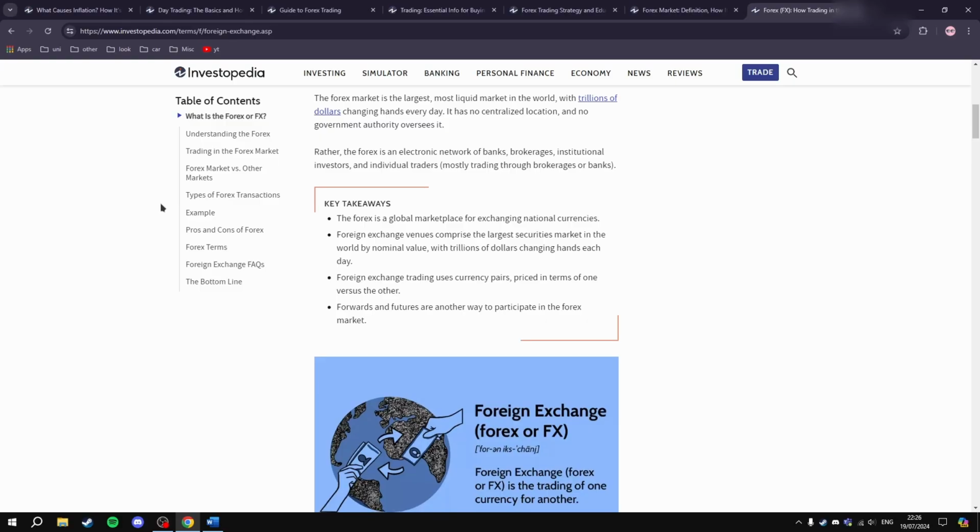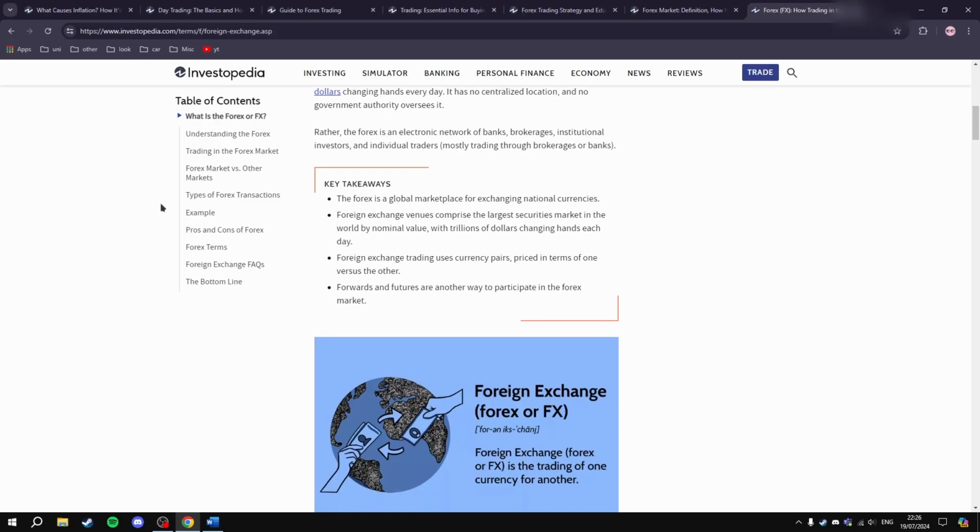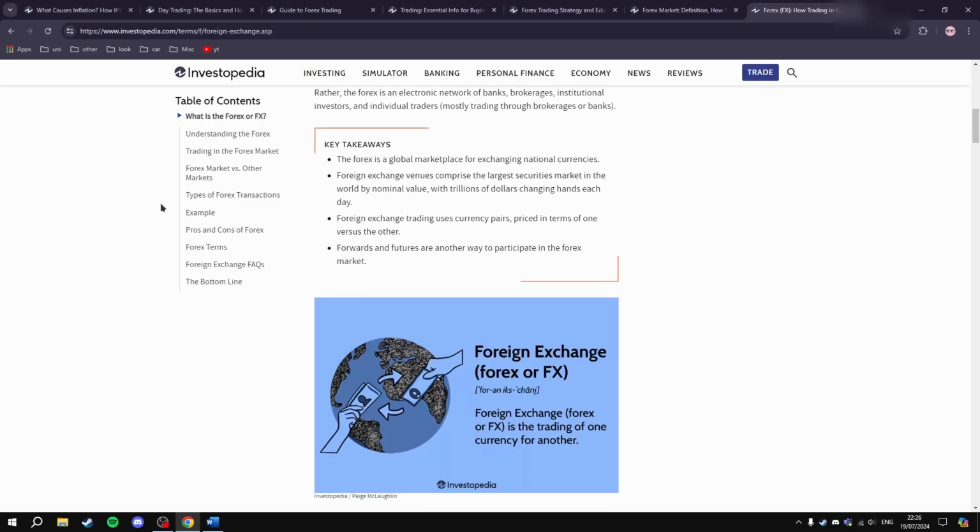I already know that the Forex market is the largest, most liquid market in the world, with trillions of dollars changing hands every day. It has no centralized location and no government authority oversees it. Rather, the Forex is an electronic network of banks, brokerages, institutional investors, and individual traders, mostly trading through brokerages or banks.